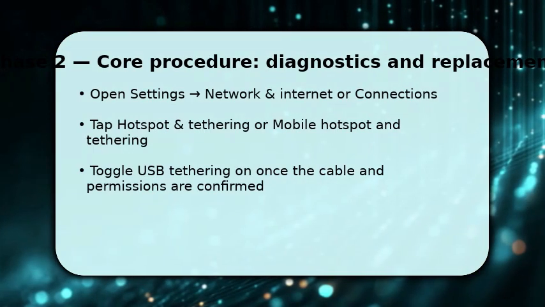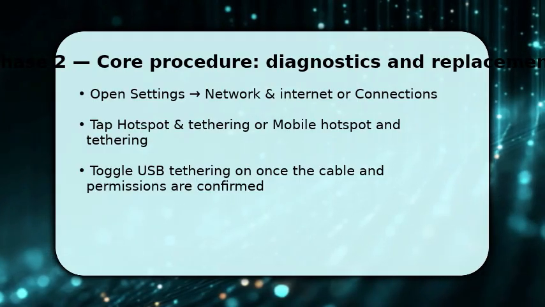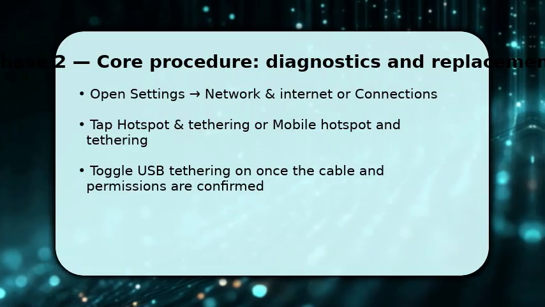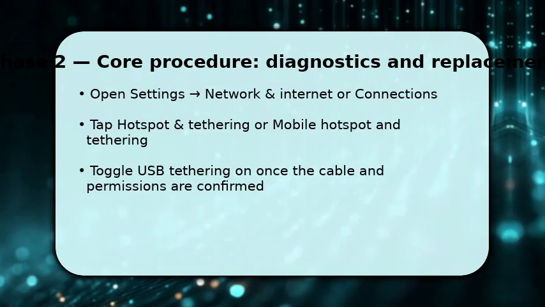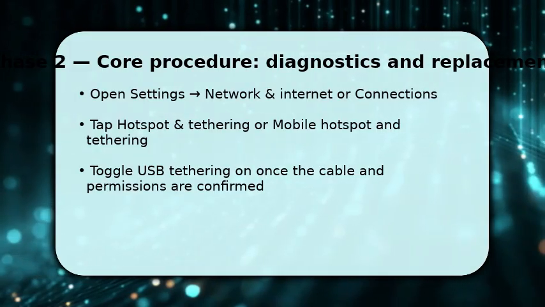Now you enable tethering in System Settings. Navigate to Settings, then Network and Internet or Connections depending on your device. Once there, open Hotspot and Tethering. This groups the options logically. You should see USB Tethering.